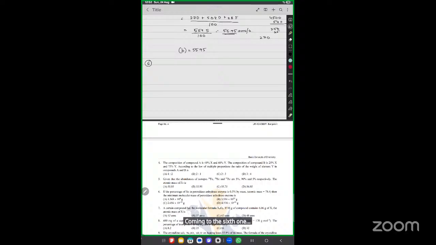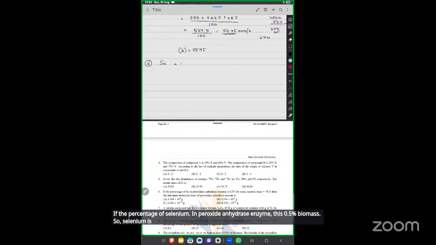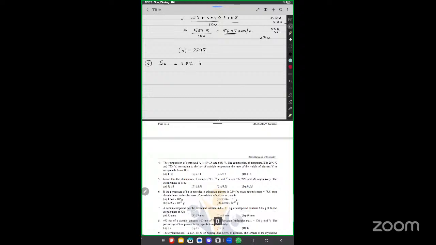If the percentage of selenium in peroxide anhydrase enzyme is 0.5% by mass. So selenium is 0.5% by mass. Okay. Atomic mass of selenium is given, which is 78.4. Then the minimum molecular mass of the enzyme is, right? So the minimum molecular mass we have to find. Correct.